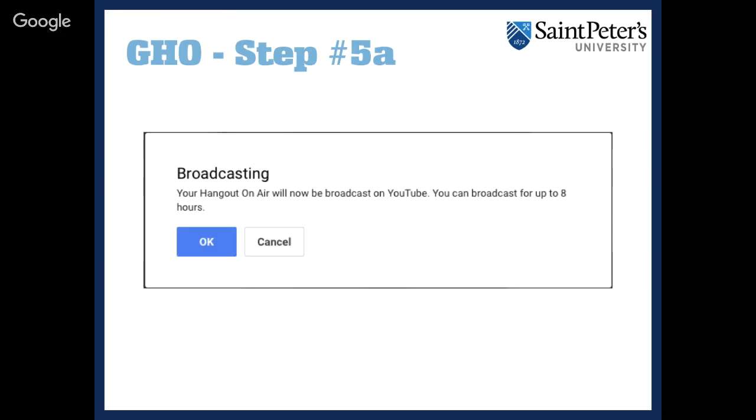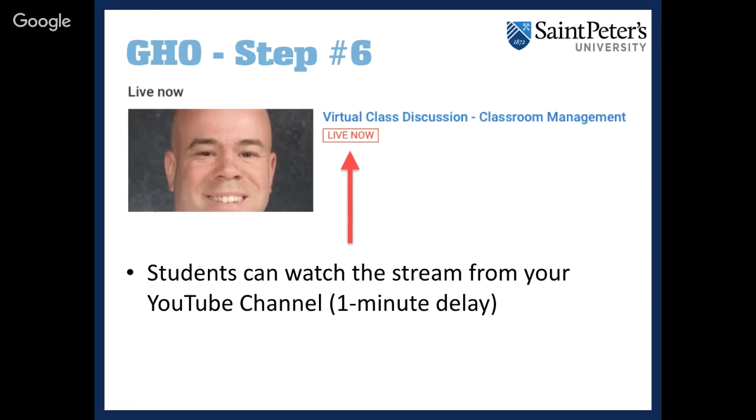Once I say okay to that, it's going to prepare itself, and now I'm online. If I went to my YouTube channel, you would see the stream. It's live now, and if you click on that, you could actually watch what's going on, with about a minute delay. So now I'm streaming. This is step 6. Those first 5 steps are all you have to do, and it doesn't take longer than a minute or two to establish the actual Hangout.